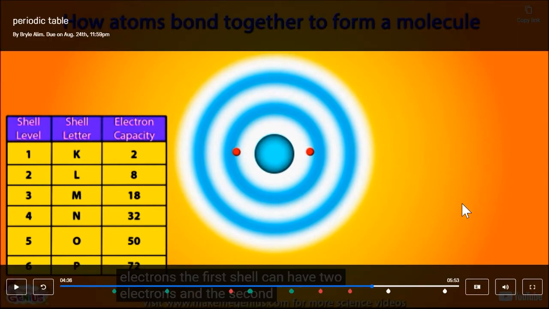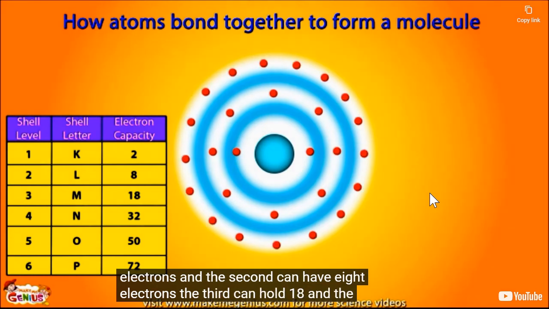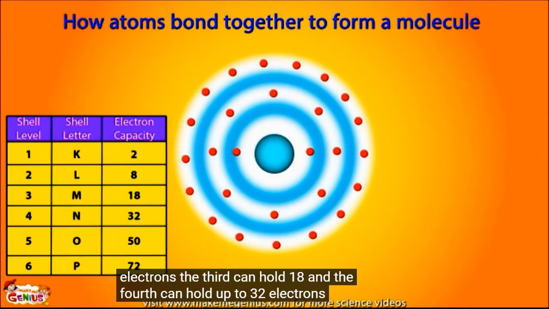We discussed this before. The first shell should be 2, and then the second one should be 6, or to make it 8. So the second orbital level should be 8 now. 2 plus 6 is 8. The second shell can have 8 electrons. The third can hold 18, and the fourth can hold up to 32 electrons.